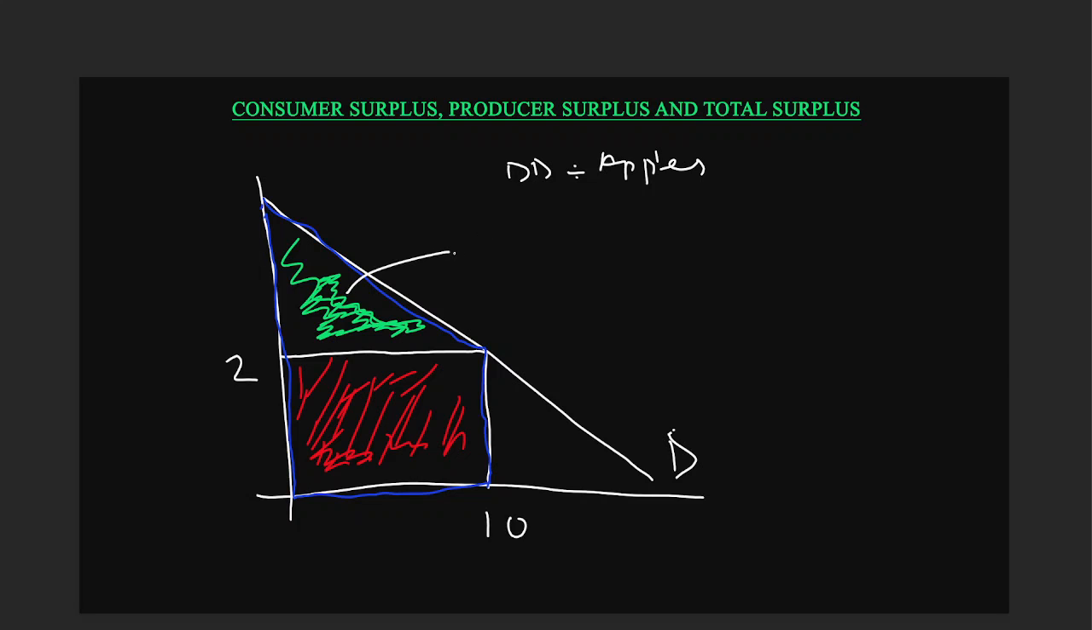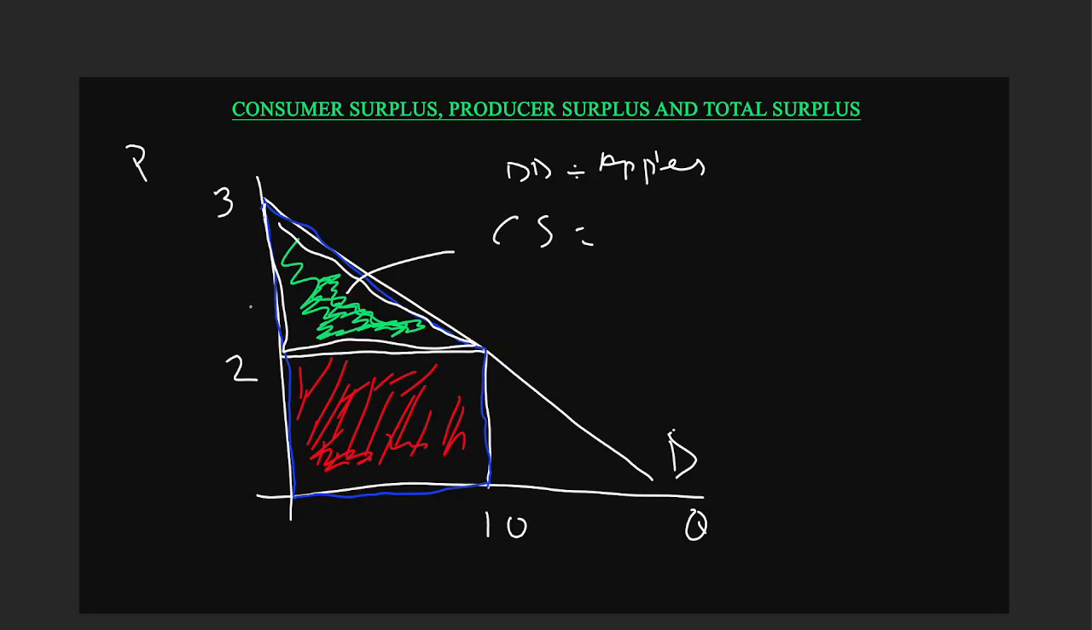This is the area of a triangle. Let's say the price up here is 3. Let's call this y-axis P and the x-axis Q. So we can calculate consumer surplus. The consumer surplus is the area of this triangle right here.